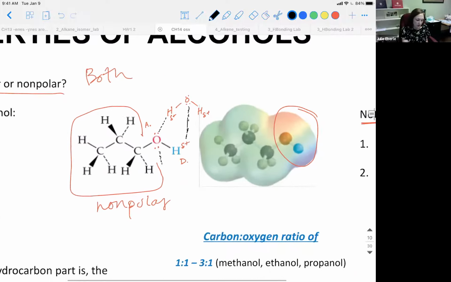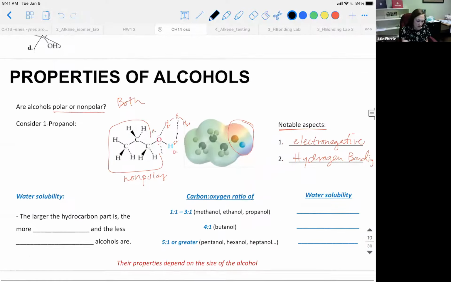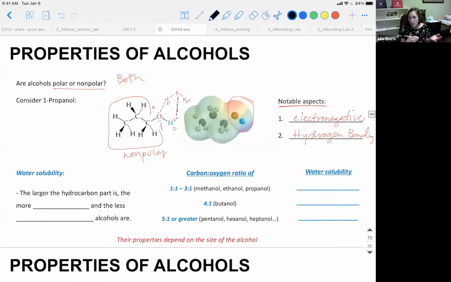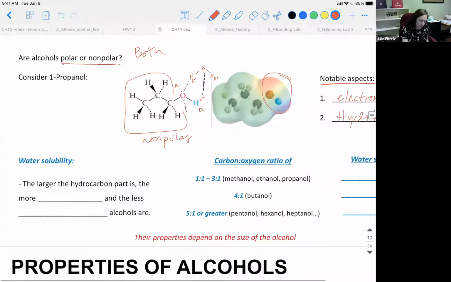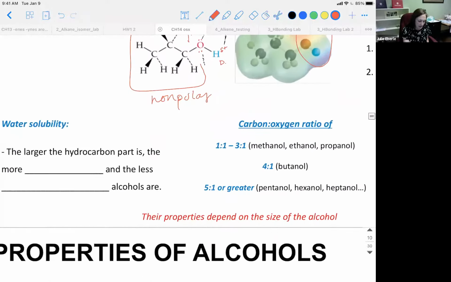Okay. So what does that mean? If it's both polar and nonpolar, how do we know what it's going to do? Is it going to be soluble in the body? Because our body is mostly water, okay? Our blood and everything else, aqueous environment, and our cells. So it's going to be soluble in aqueous environment. Is it water soluble? Is it going to be soluble in nonpolar solvents? How do we know? Well, alcohols, they're not as straightforward as like alkanes and alkenes.